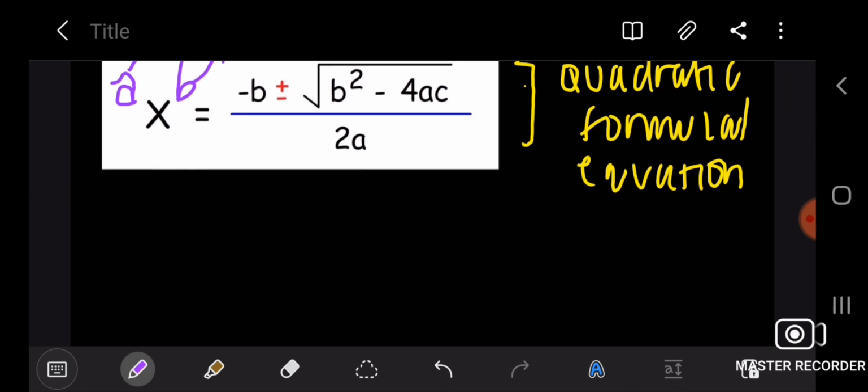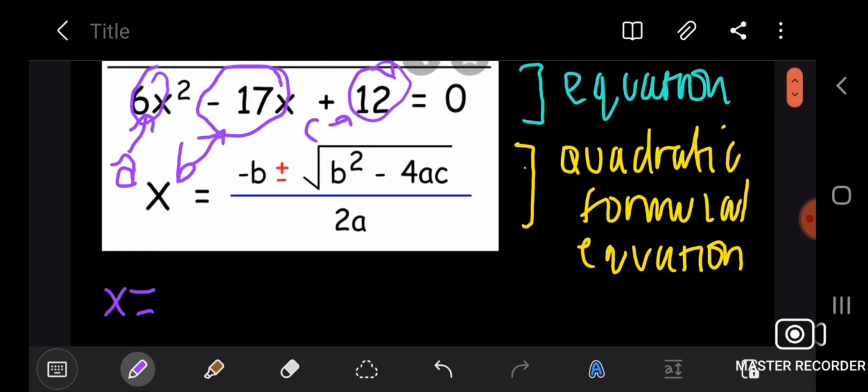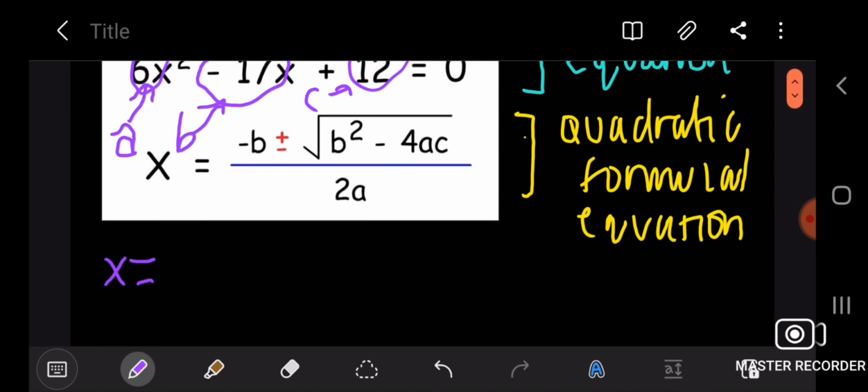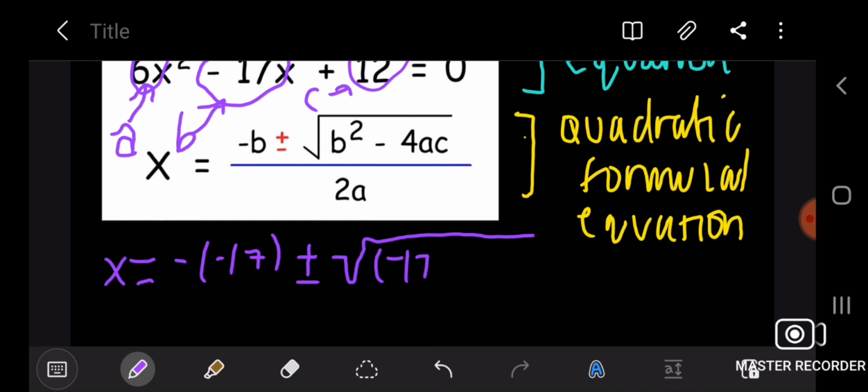Okay, so first we're going to want to substitute all the values that we have gotten, so we are going to write them down. X is equal to negative parentheses negative 17 plus or minus the square root of negative 17 squared minus 4 times 6 times 12, over 2 times 6.